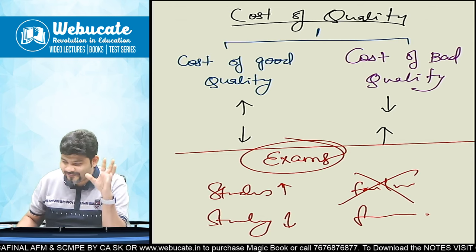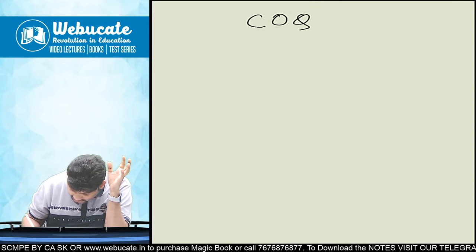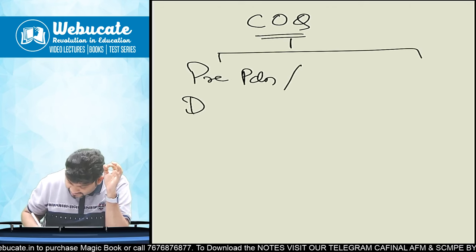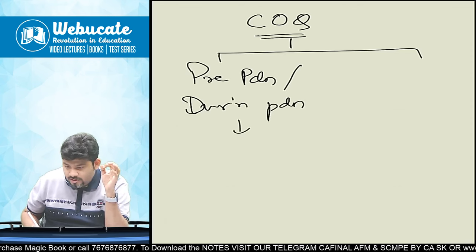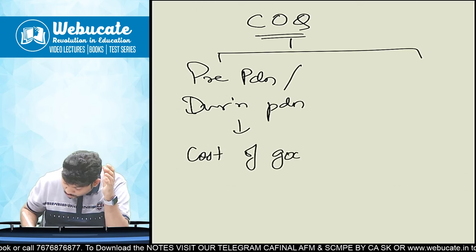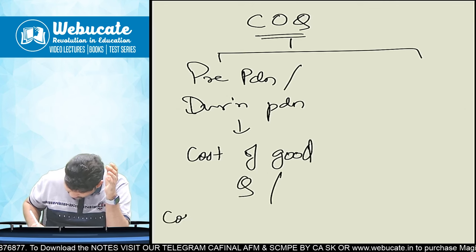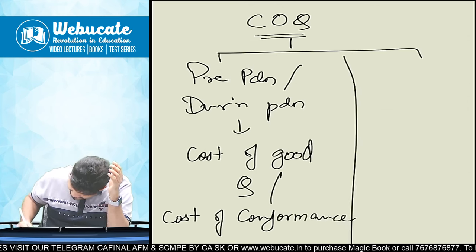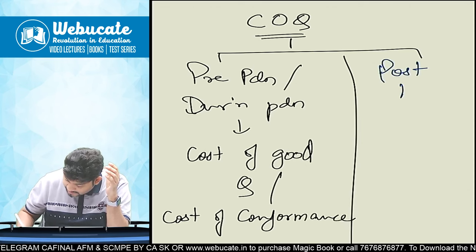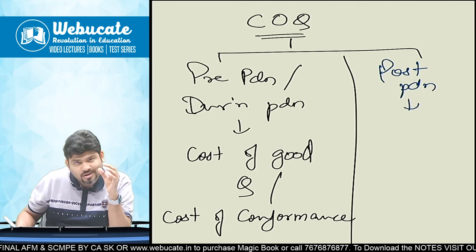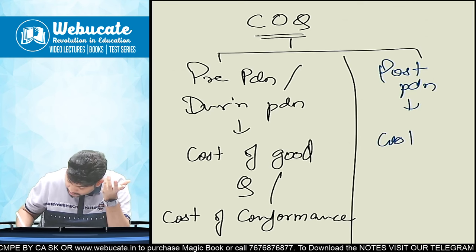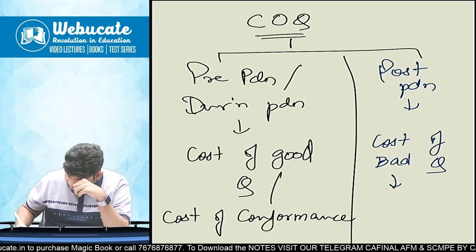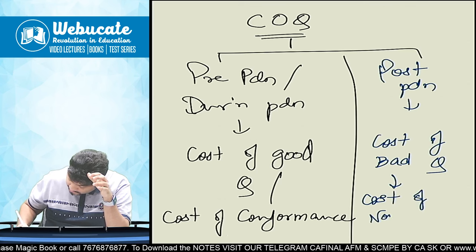Okay. So this is about your cost of quality. So we will say cost of quality is two things. Before production or pre-production, or you can say during production, you have to focus on its quality, called cost of good quality, also called cost of conformance. Conforming to quality products is called cost of conformance. If this is good, then it will result in lower post-production defects, which is your cost of bad quality. And this technically is called cost of non-conformance.